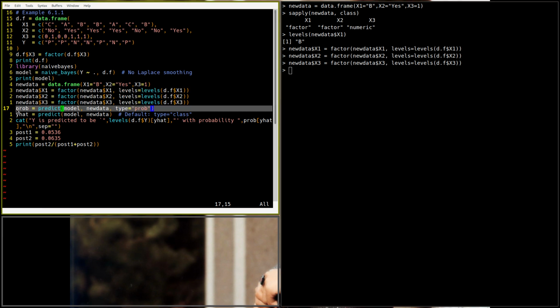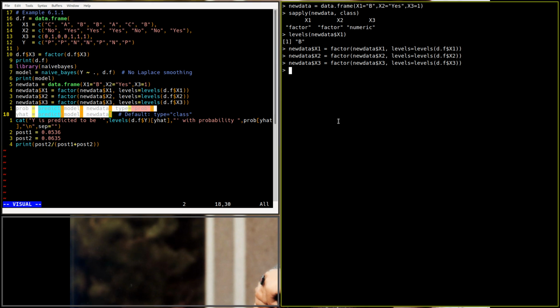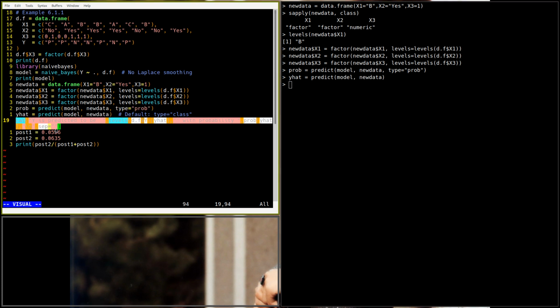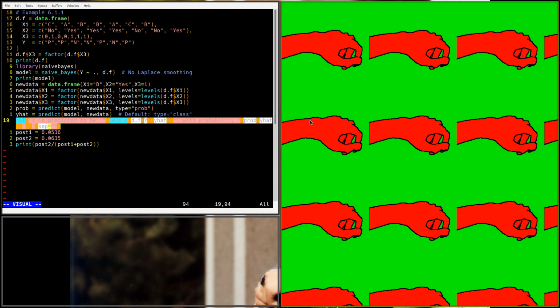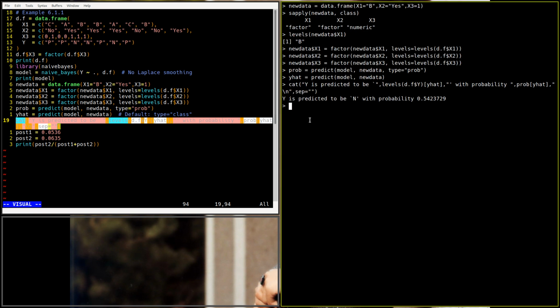Only then can we go and calculate the probability and also the class, based on our input. Everyone can see this is the input, something we want to predict. Finally we can show the output, which tells us that y is predicted to be negative, with a probability of this value.